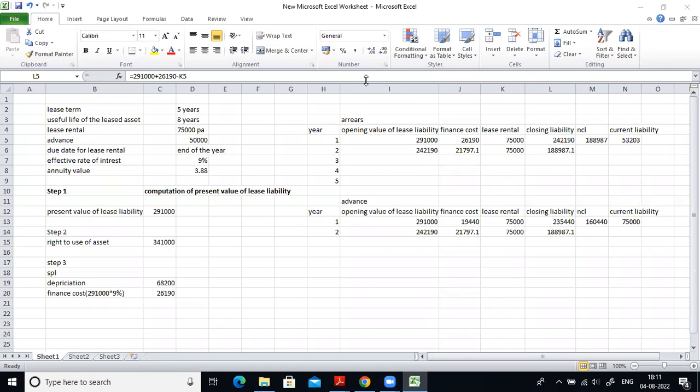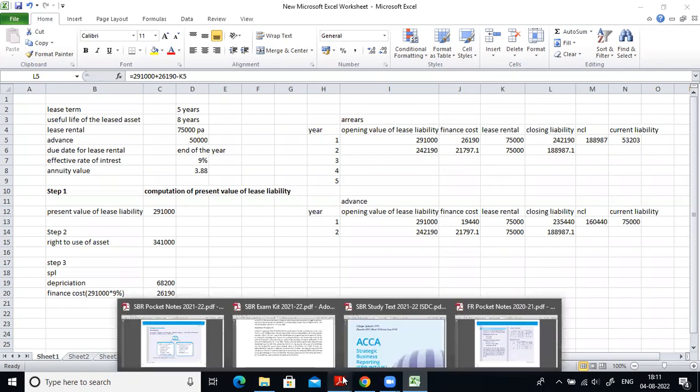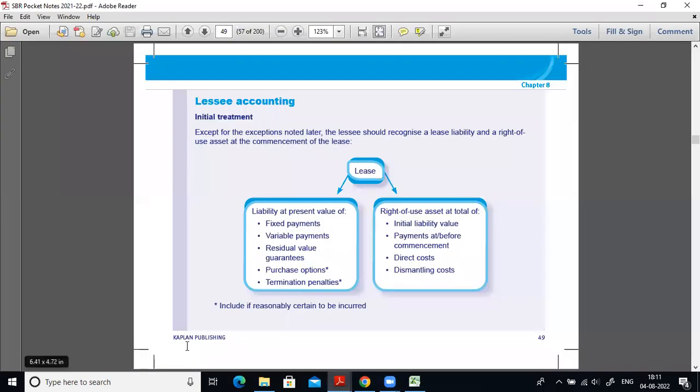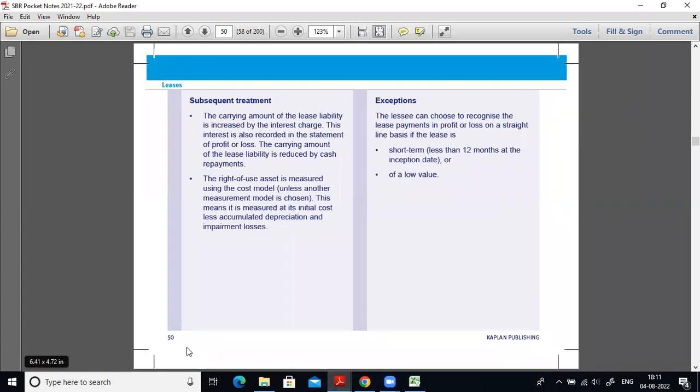Before going to the books of Lessor, let me discuss sale and leaseback, because this is one of the major concepts in our lease accounting. And one more thing is exceptions. Generally, IFRS 16 says that if the lease term is more than 12 months, we need to compute the present value of the lease liability. And if the lease term is less than 12 months, then you can show the lease rental as an operating expense in the statement of profit or loss.